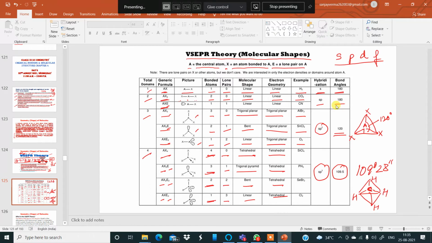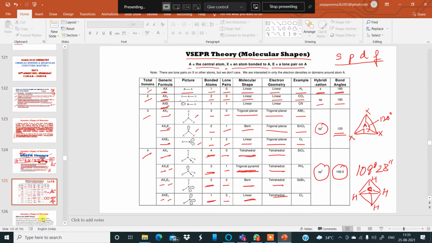Now this is just an illustration to give you an idea about the VSEPR theory. If the number of lone pairs is increasing, the molecular shape is changing. From tetrahedral it becomes trigonal pyramid, then bent, and then linear. As the number of lone pairs increases, the lone pair repulsion is higher.